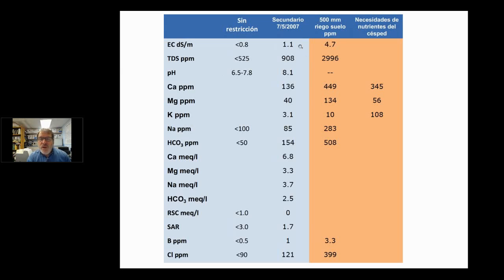This is another example with 1.1. They're similar. You can see the trends. You just multiply by 3.3 basically to get an assessment of how much contribution the water will have to providing nutrients, and then what type of risk you'll have with sodium.